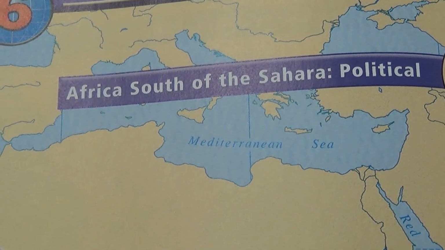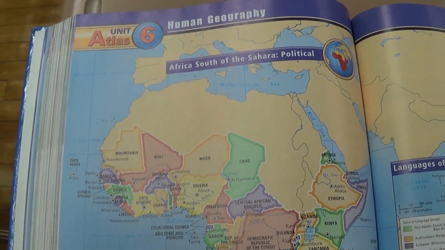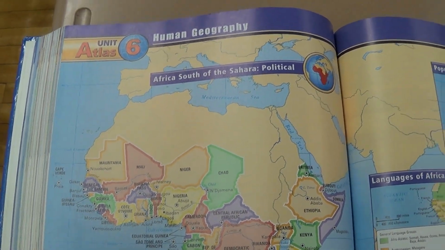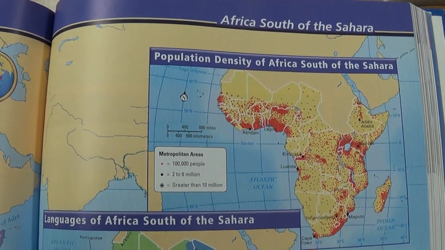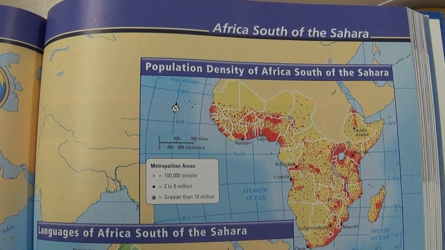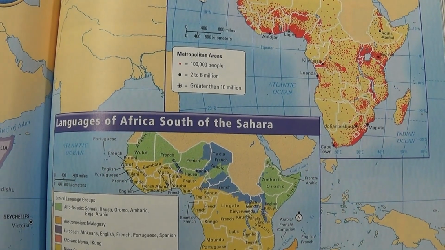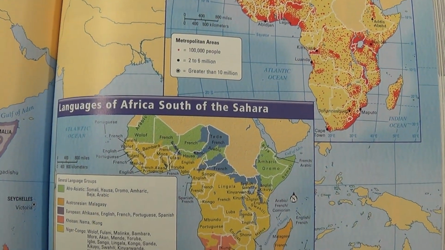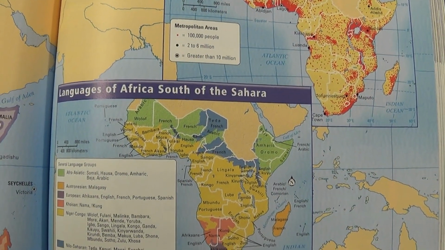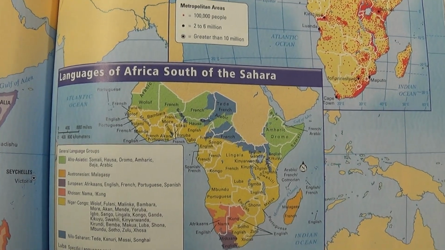So we have the Africa South of Sahara political map. We have population density of Africa south of the Sahara, and languages of Africa south of Sahara. And this does talk about something being spoken, so I'm going to assume that's going to be language.